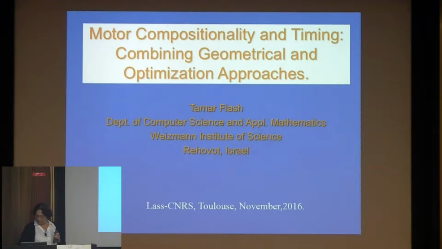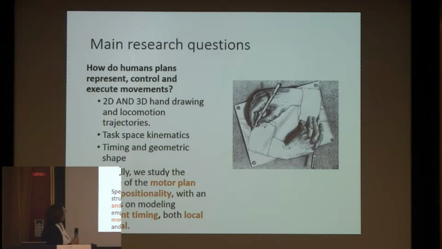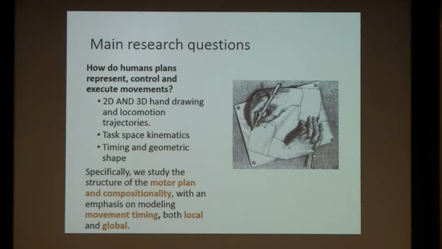Basically, of course, we would like to understand how the human plans, represents, controls and executes movements. I will talk mostly about 2D and 3D hand. I will not talk too much about 3D, but 2D hand drawing and locomotion trajectories. I'll talk about task space kinematics.